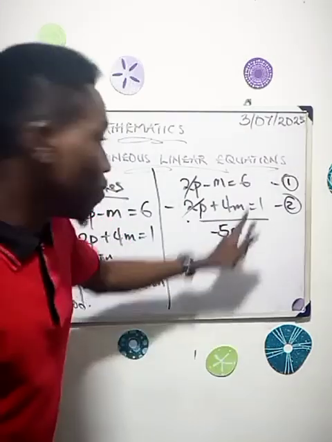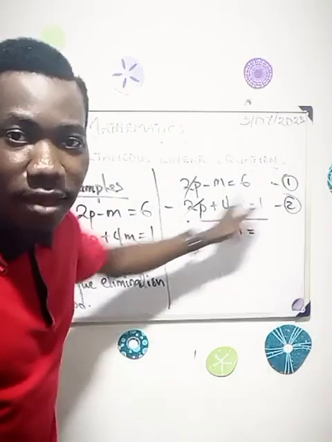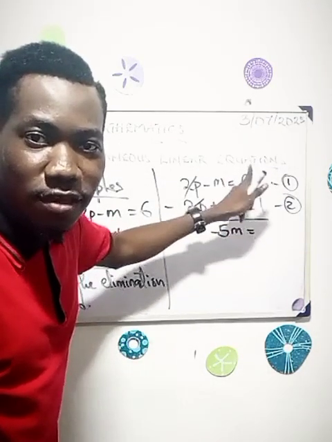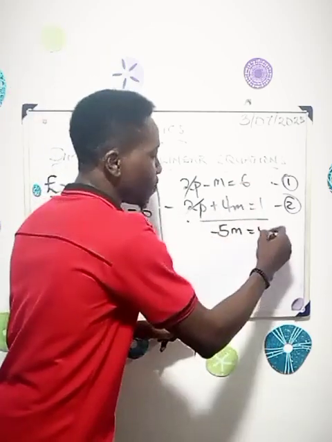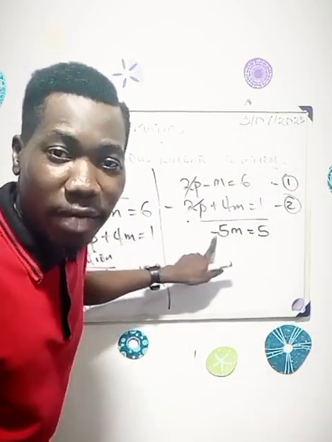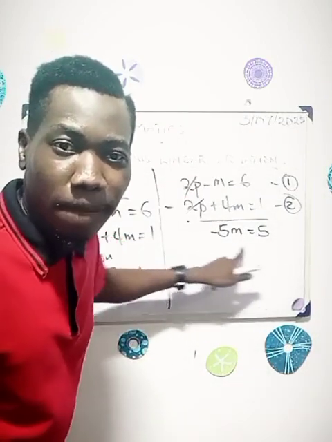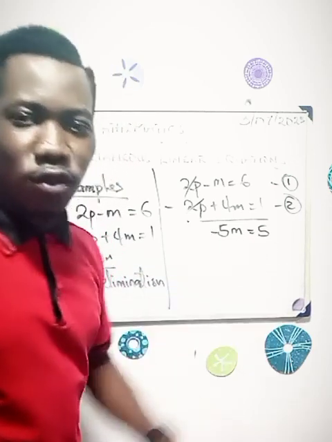Then what's the next one? We have our equal to. So 6. We have just 6 here. Minus 1. 6 minus 1. What is 6 minus 1? Of course, it's 5. Now we've been able to eliminate our p, and now this is what we have. We have minus 5m equals 5. So what are we going to do?